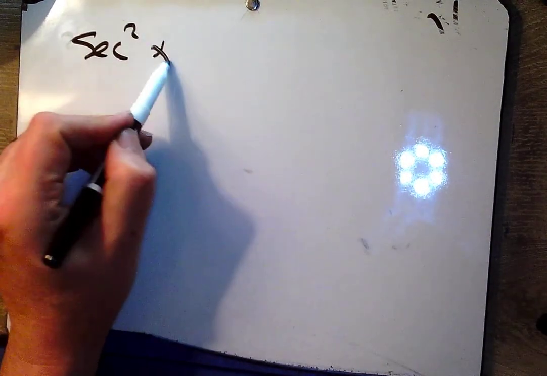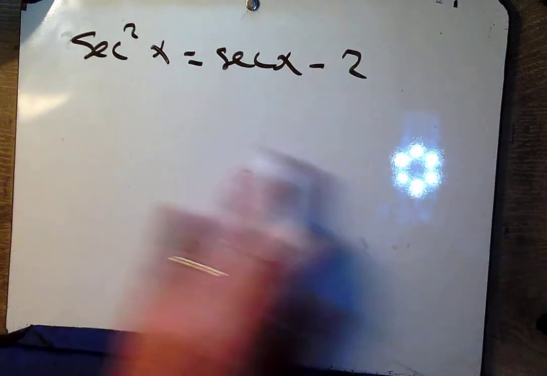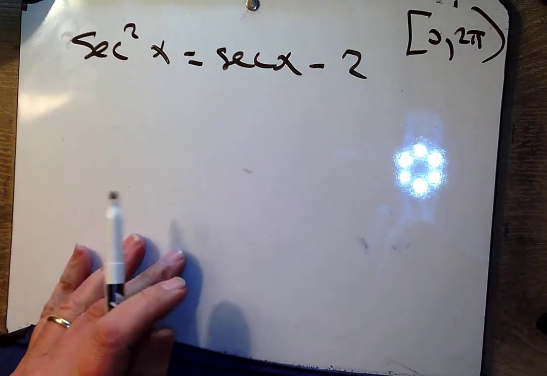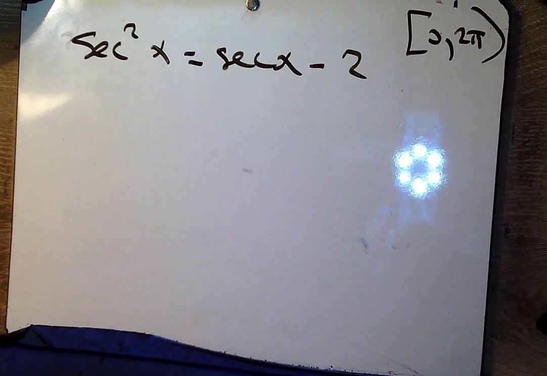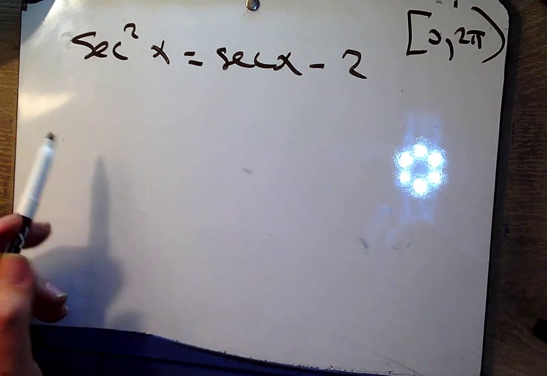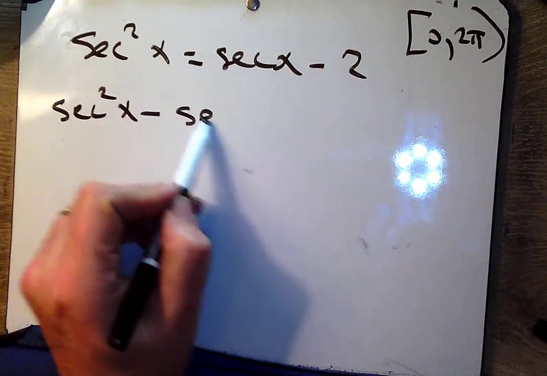How about secant squared x equals secant x minus 2 on 0 to 2 pi? Okay, how'd it go? Were you successful? Did you move everything onto one side, please? I hope so.